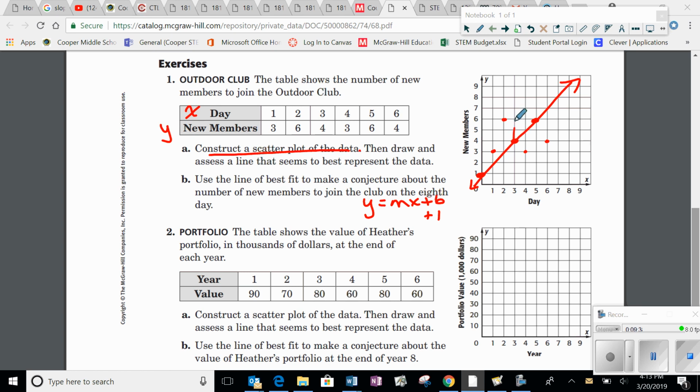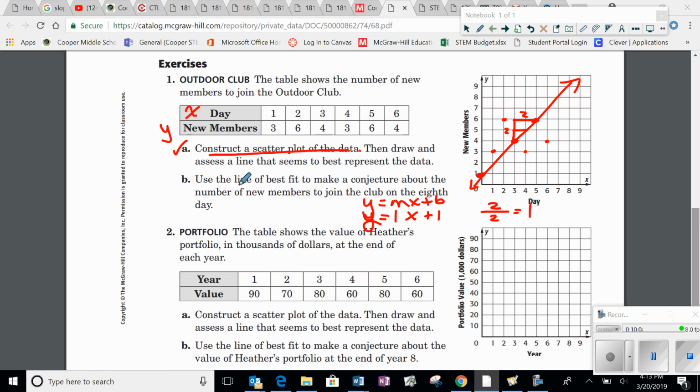I'm going to go up 2 and over 2. So 2 over 2 is the same thing as 1, so that's your rise over run. 2 divided by 2 is 1. I could just as easily have gone up 1 over 1. So 1 is my slope. Now my equation is y equals 1x plus 1. So we've answered part A.